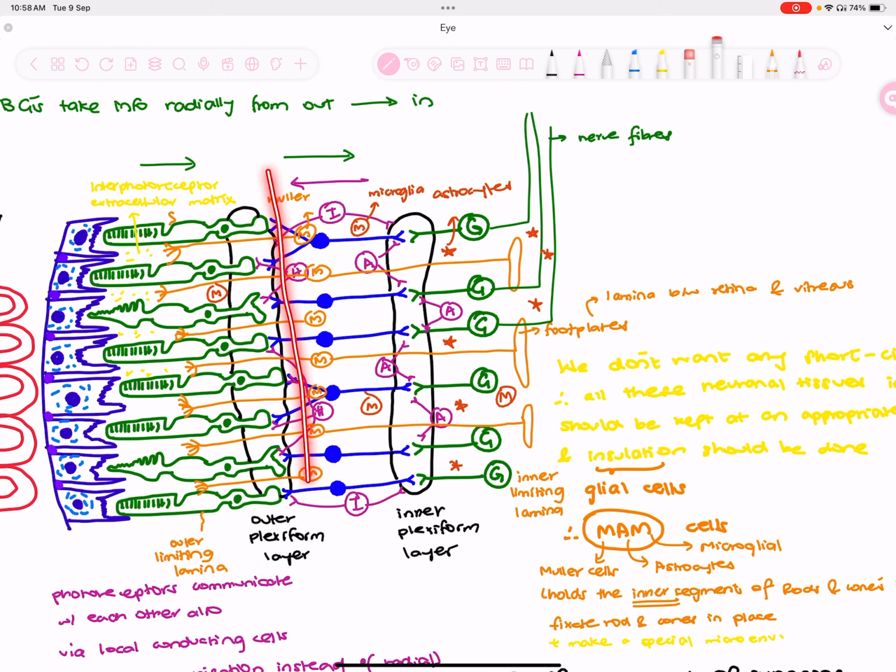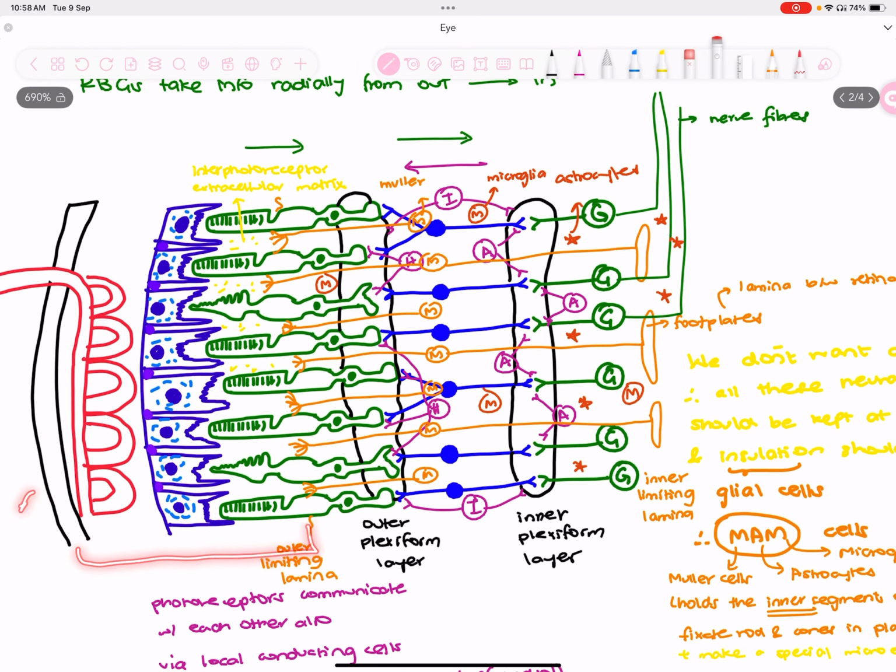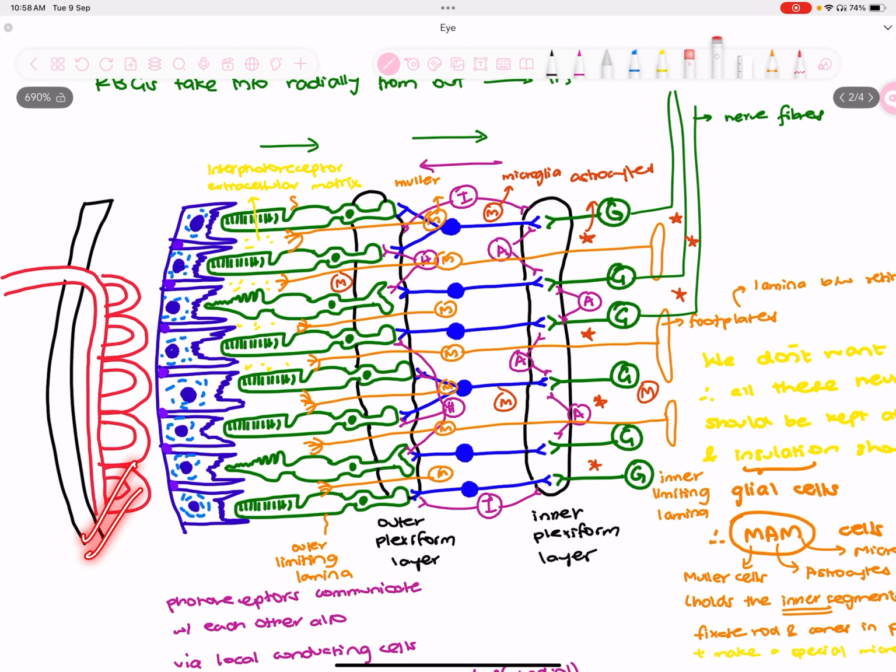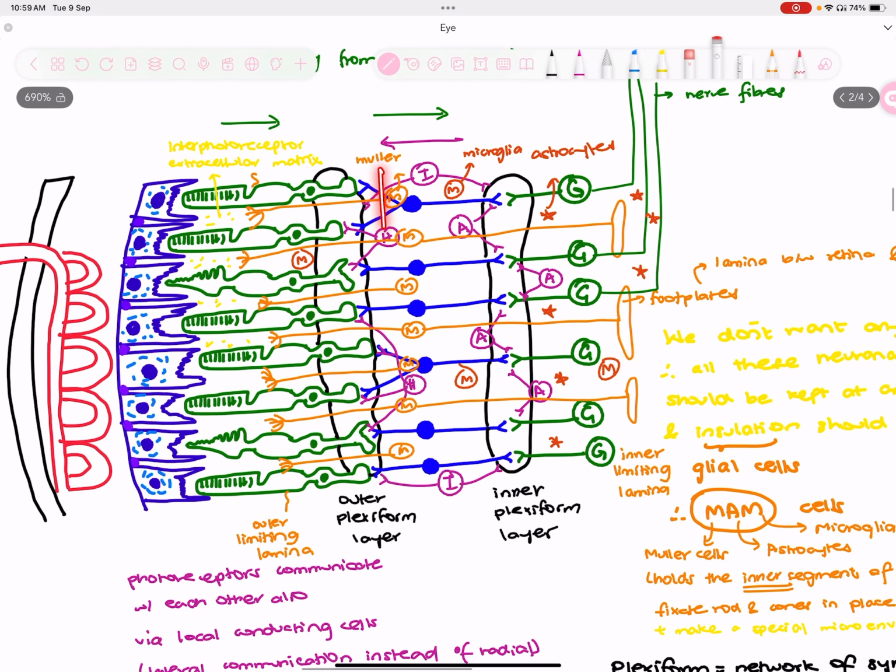So here are the five layers to finish, and these are supplied by the choriocapillaries here, which are basically a continuation of posterior ciliary artery. So these choriocapillaries supply these five layers: retinal pigment epithelium, photosensitive part of rods and cones, outer limiting lamina, then outer nuclear layer, then you have outer plexiform layer, then you have the inner nuclear layer.